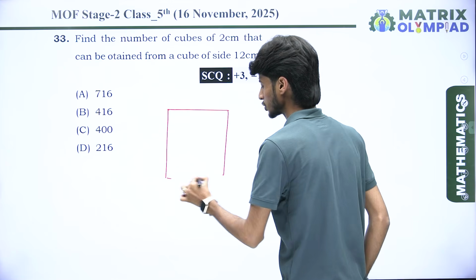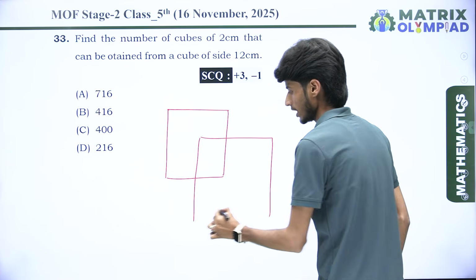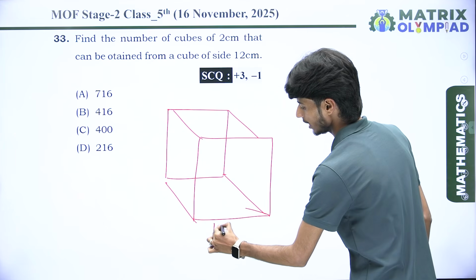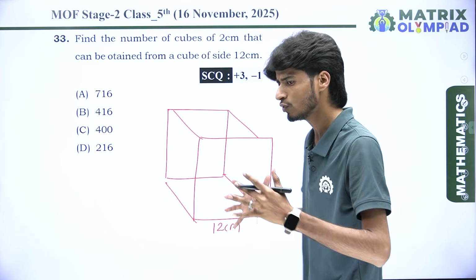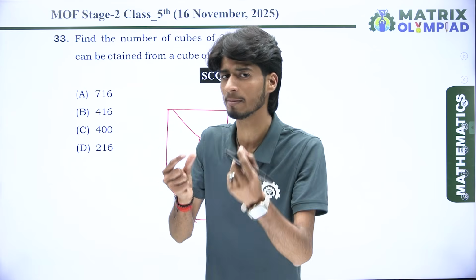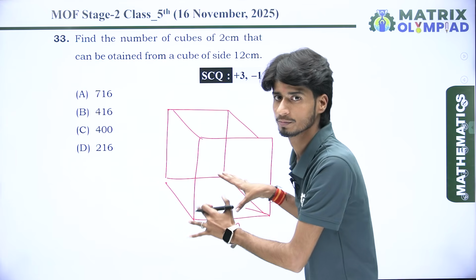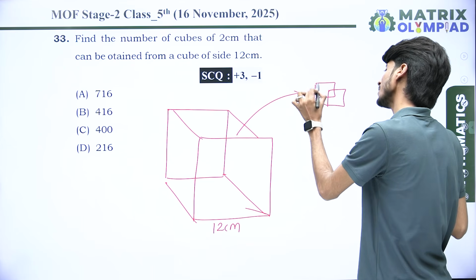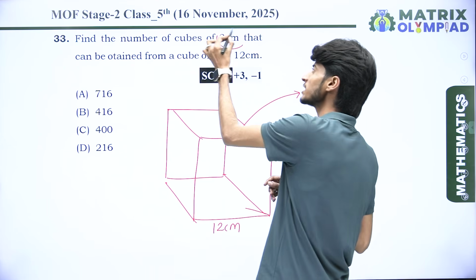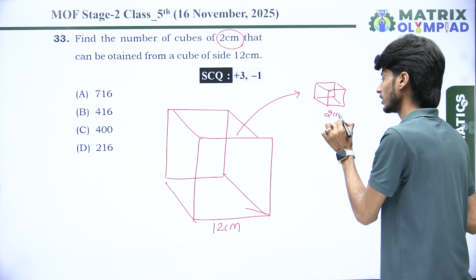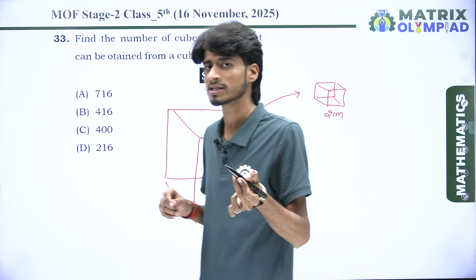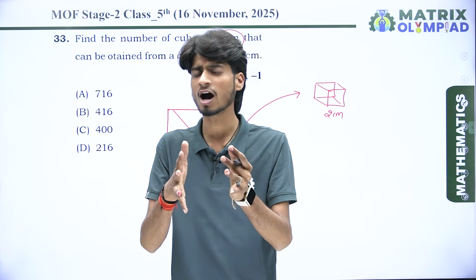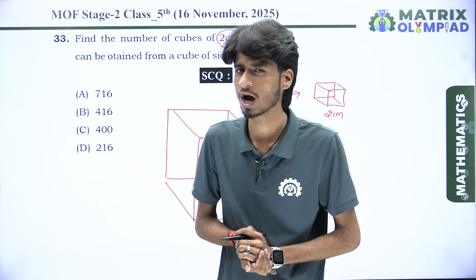We have a large cube like that, and the side of it is equal to 12 centimeter, and we want to make some small cubes with equal measure from this cube. We want some small cubes with equal measure, and the measurement is 2 centimeter. The dimension of the new cubes is equal to 2 centimeter according to the question. So let's tell how many cubes are possible. So how to calculate it?